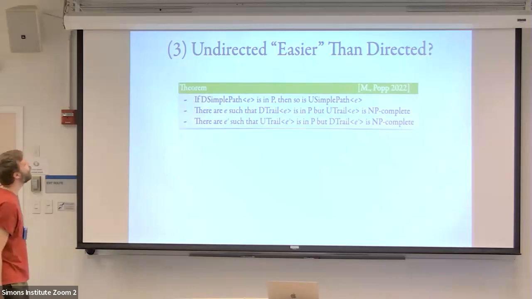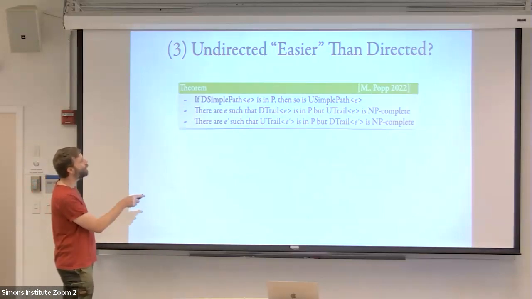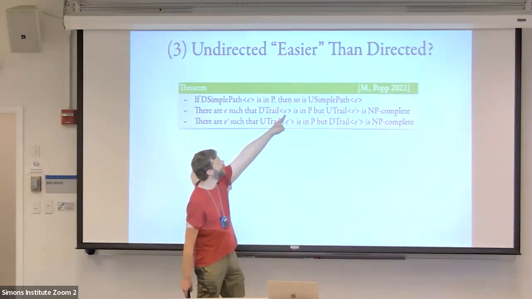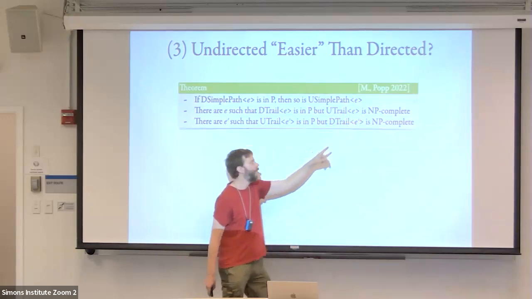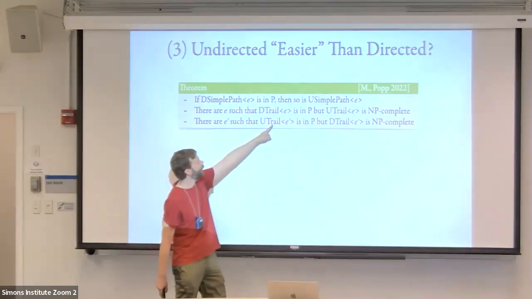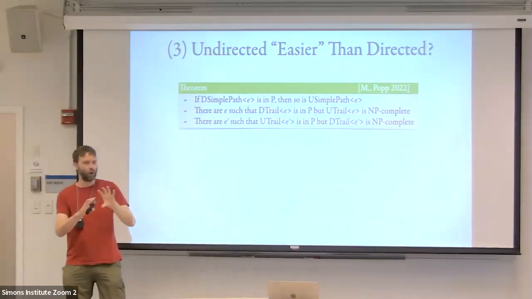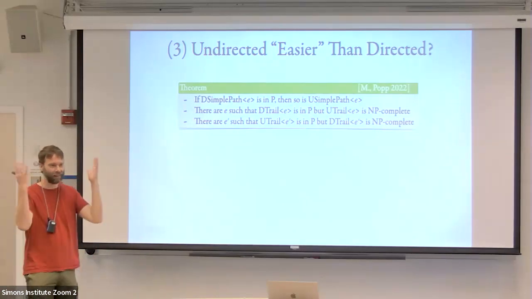Is undirected easier than directed? For simple paths, what does this result say? For simple paths, yes. Okay, good. For trails, no. There are languages such that directed trail is easy, but undirected trail is NP complete. And there are languages such that undirected trail is easy, and then directed is NP complete. So for trails, these two are incompatible. You start to see what's going on here.